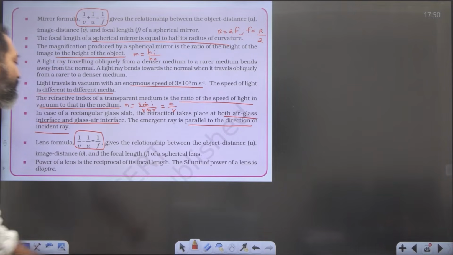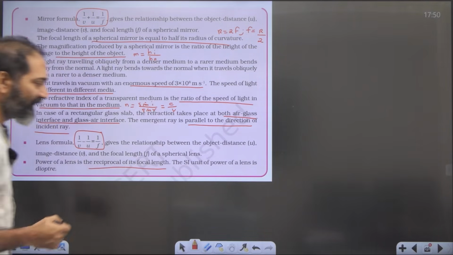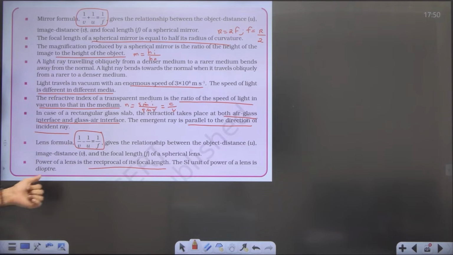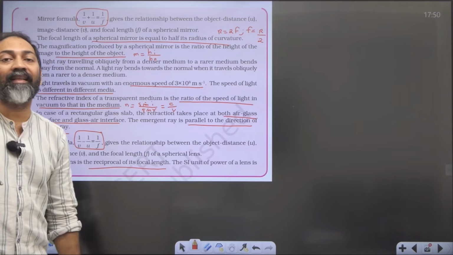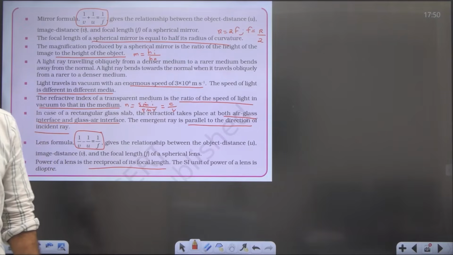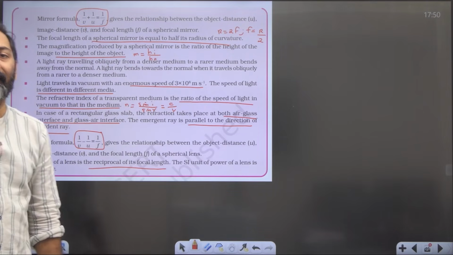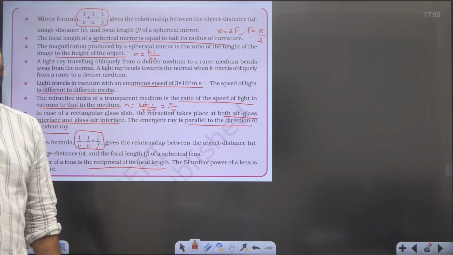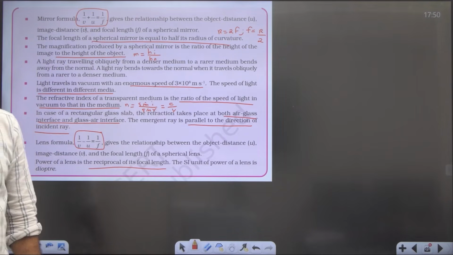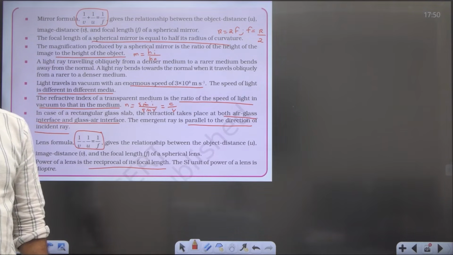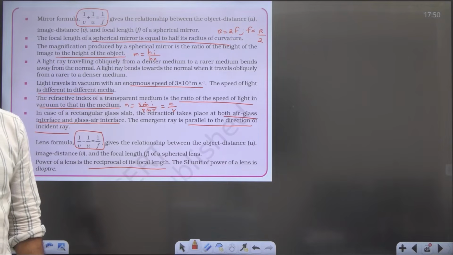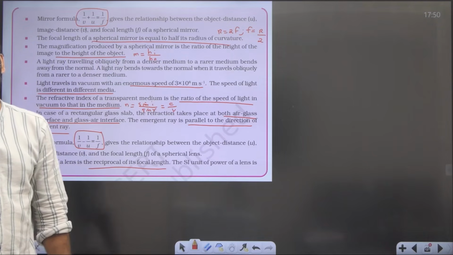Power of a lens is what? Reciprocal of its focal length. SI unit of power of lens is diopter. Remember, focal length might be given in centimeter. You have to convert that to meter. Then only you should get the power of the lens. Okay, if focal length is 50 centimeter, power of lens is not 1 by 50. 50 centimeter has to be converted to meter.